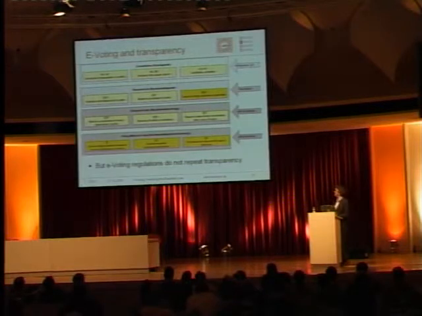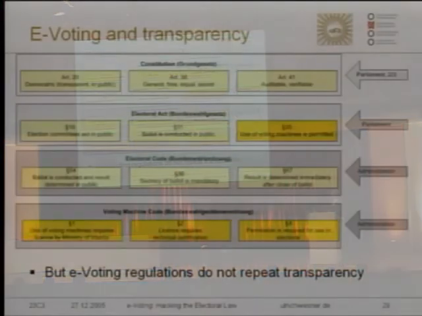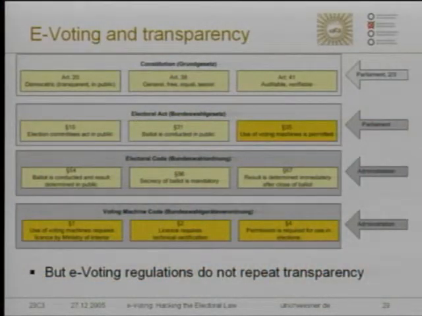And the way they do it is they put a layer underneath and implement something like a Bundeswahlgeräteverordnung, a voting machine code, something that is made by the administration as well, and they say the use is permitted if the machine is licensed by the Ministry of Interior, and the license requires a technical certification, and a permission is required for the use in elections.